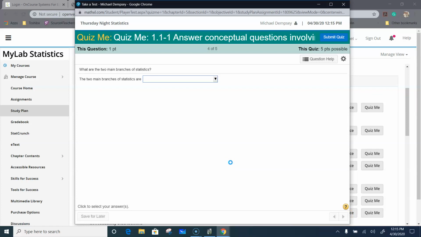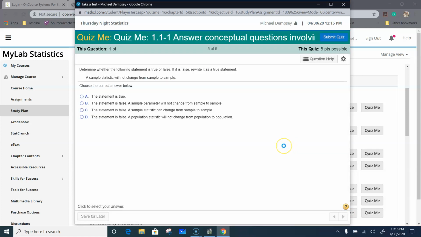Okay. What are the two main branches of statistics? We have descriptive statistics and inferential statistics, right? Descriptive statistics will be what you might read in the newspaper. Inferential is the part of the purpose of this course where we take probability and make decisions based on what we know from samples and how numbers behave. A sample statistic will not change from sample to sample. That is false. It can change from sample to sample. In fact, it's very likely to change from sample to sample.